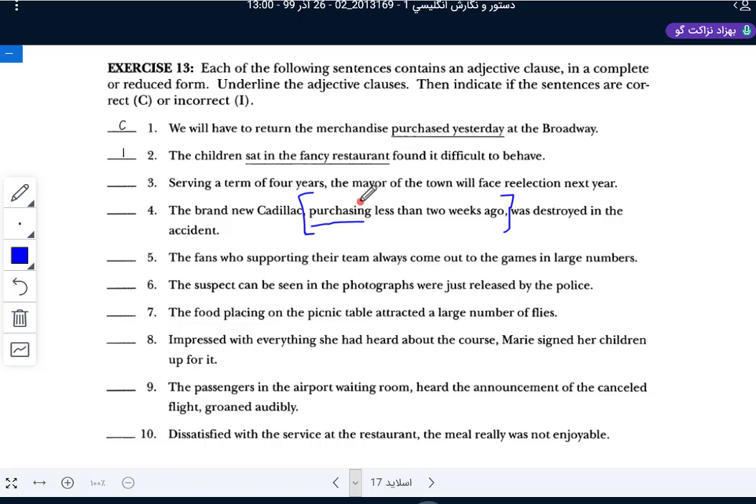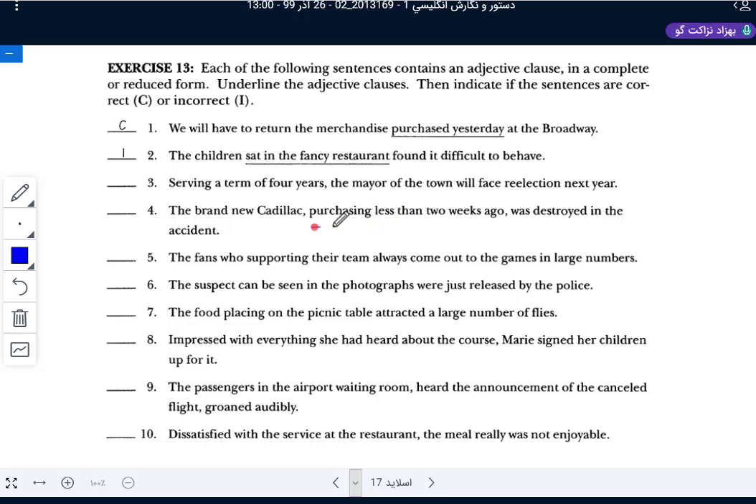Purchasing, it means that the car is purchasing itself. Does it make sense? Or it is purchased. When you are reducing, you have the be verb: is purchased. So which is purchased? The brand new Cadillac, which is purchased. So we drop which and is at the same time, so we will have purchased rather than purchasing. Okay?